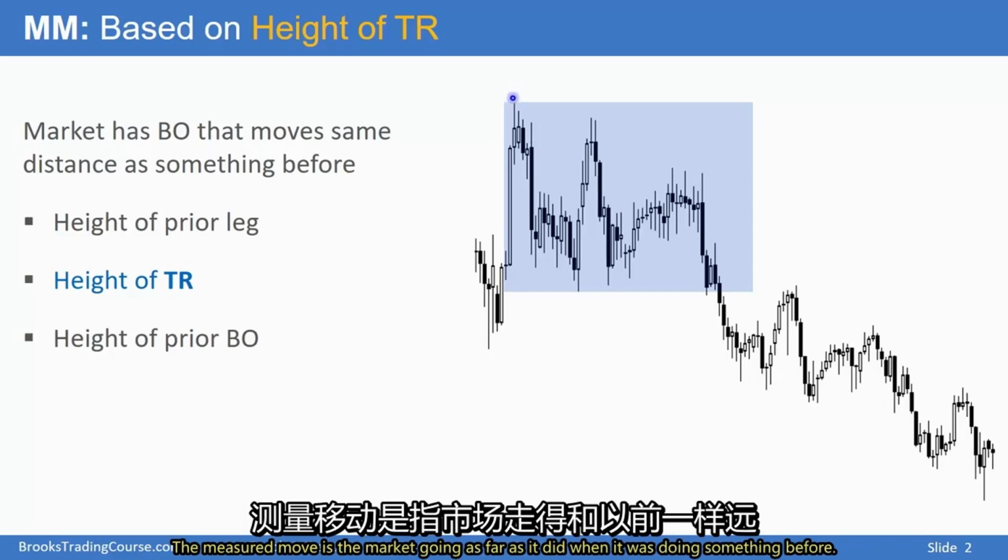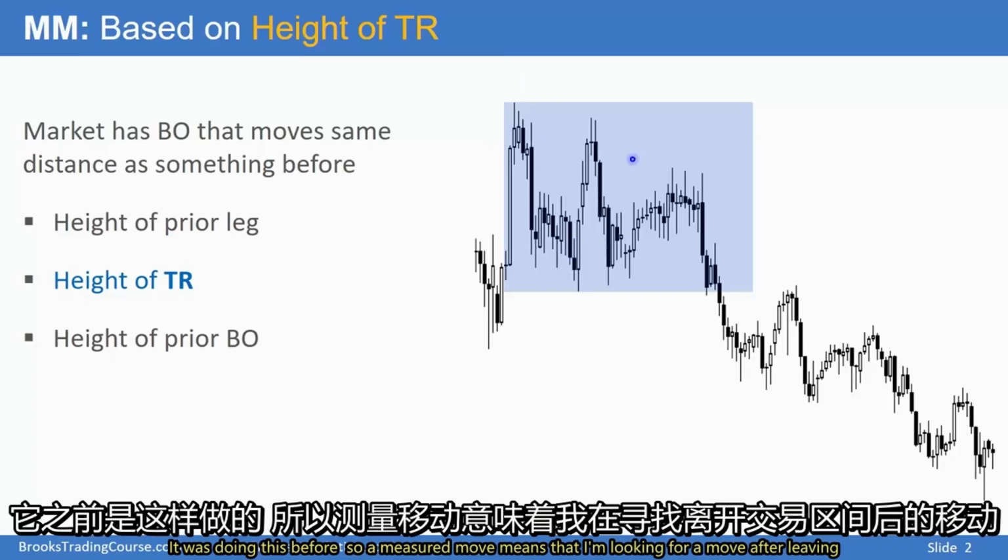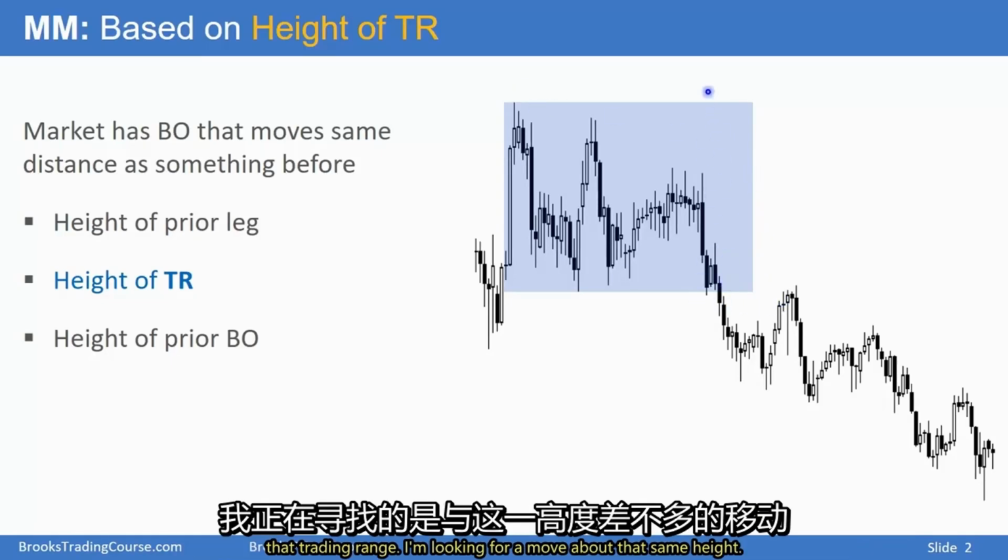The measured move is the market going as far as it did when it was doing something before. It was doing this before, so a measured move means that I'm looking for a move after leaving that trading range. I'm looking for a move about that same height.